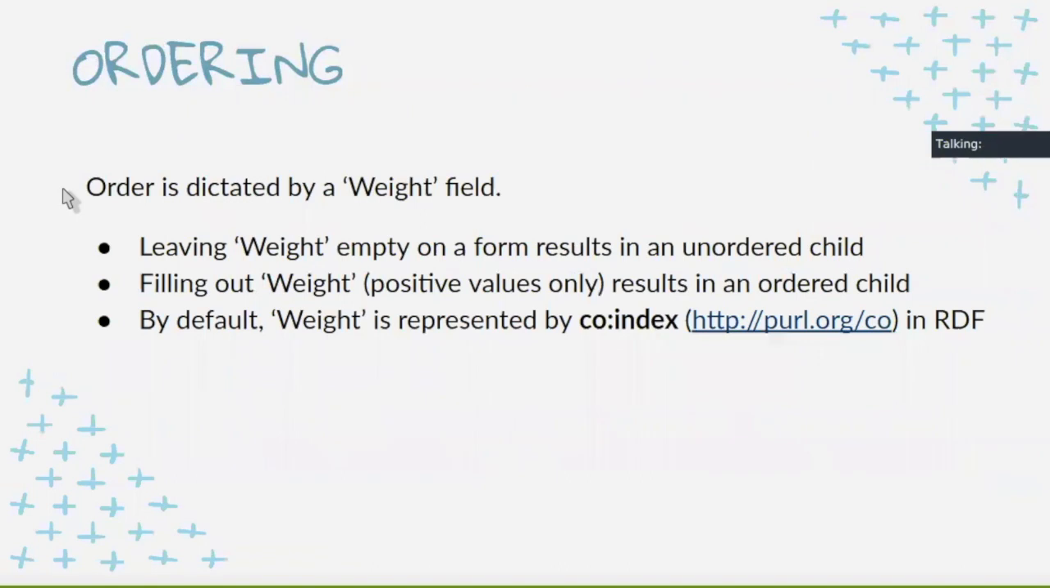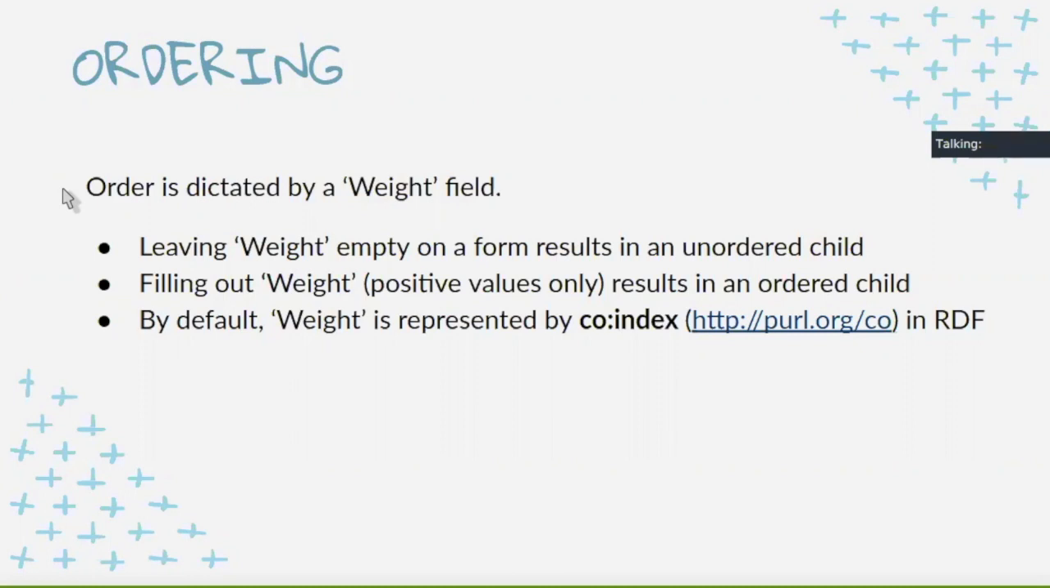Ordering page content is dictated by a field we're calling weight, which is sort of a Drupalism. You can weight things in Drupal to control where they show up in lists. Leaving weight empty results in an unordered child or an unordered collection.